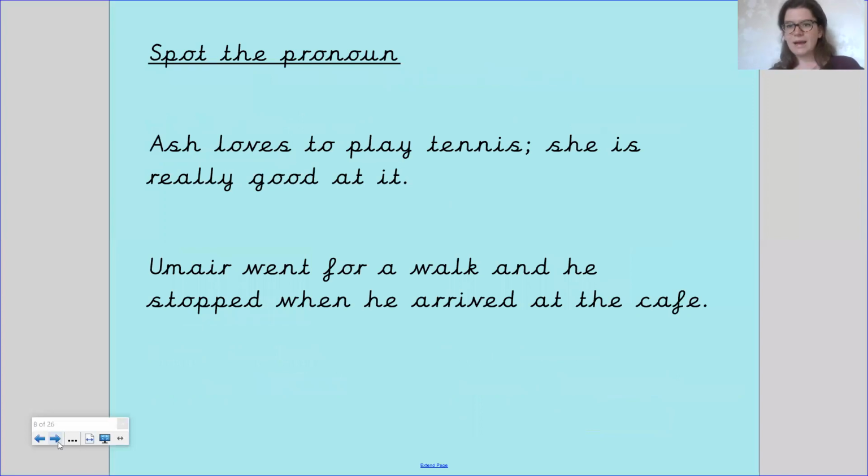So we're going to play a game now. I'd like you to spot the pronouns in these pieces of writing. I'm going to read through them. What are the pronouns? You can write them down. You can tell the person sitting next to you.